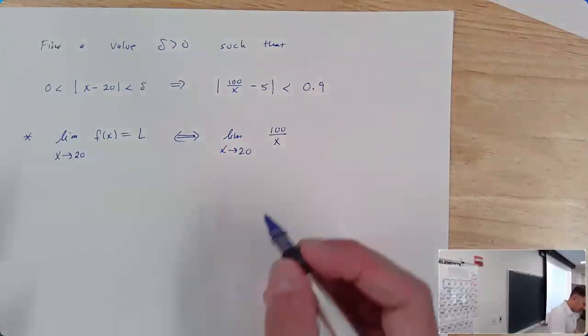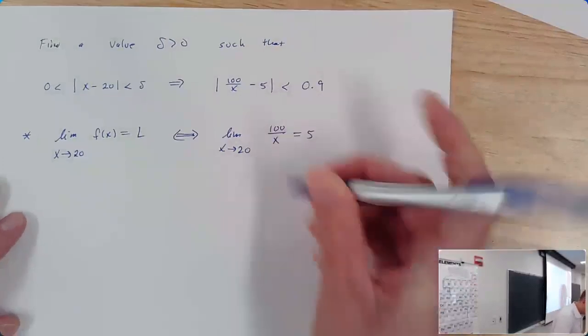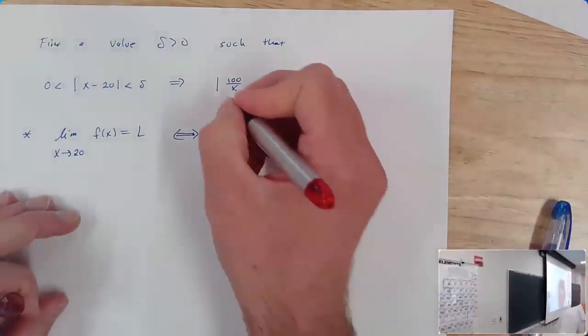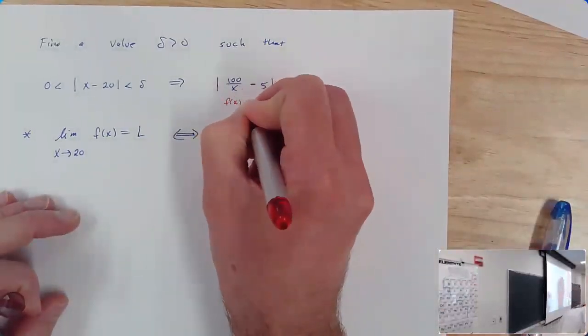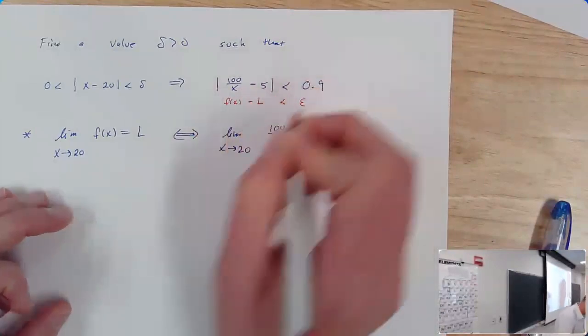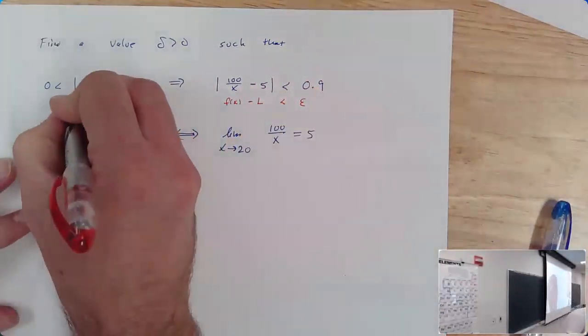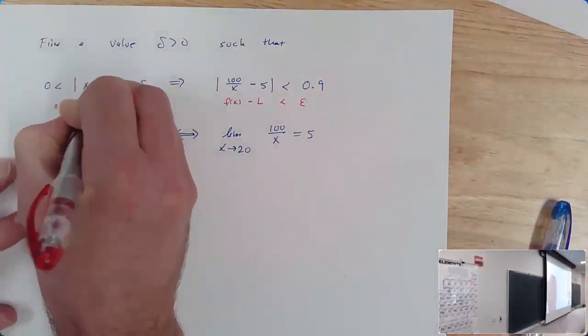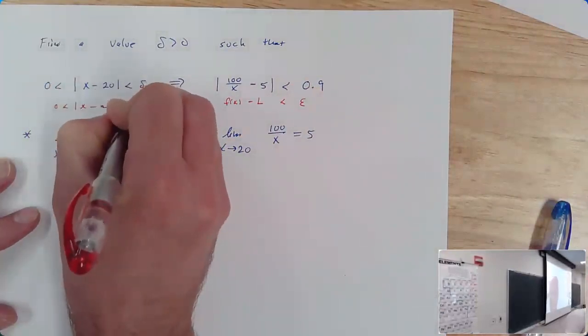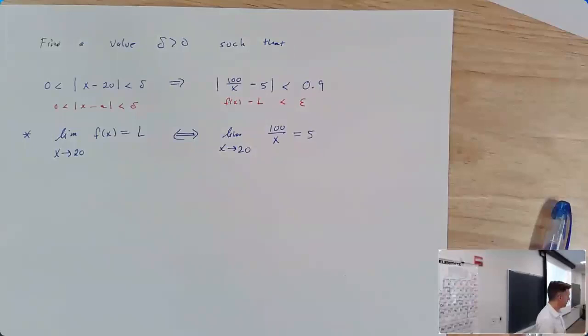Right, which again makes sense, because this is just your f of x minus the limit, less than epsilon. And this is your x minus what it's approaching, less than delta. So they've given us all the pieces of information except for what delta is, and they're asking us to find the delta.